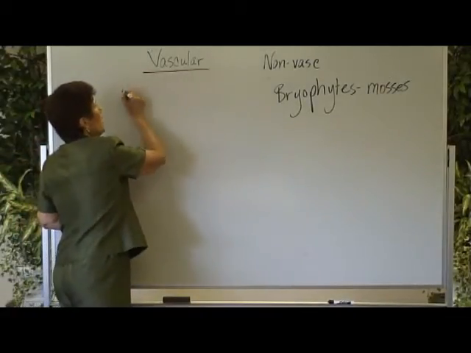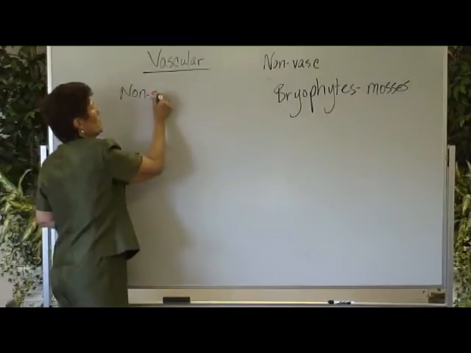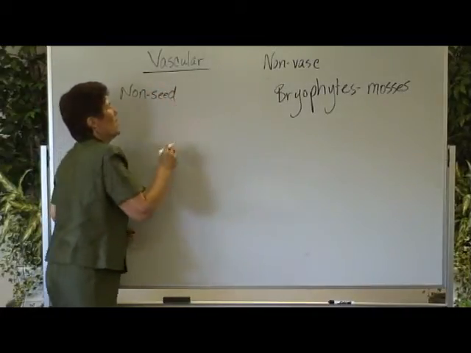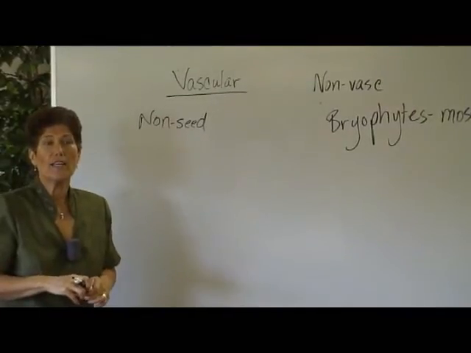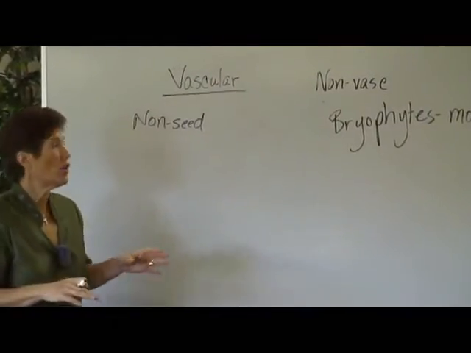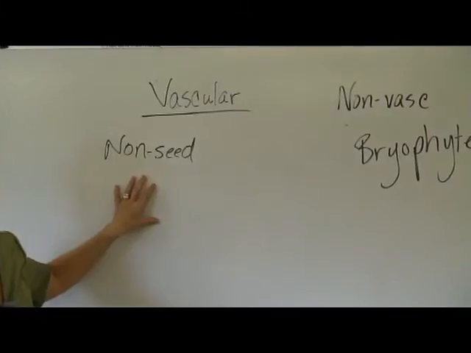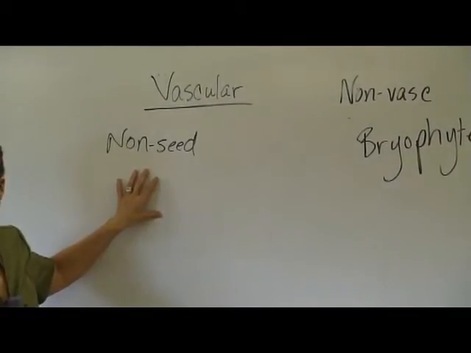There are non-seeded vascular plants, and there's two groupings that we saw here in the classifications. One makes spores. What did we call the spore producers? That was a vascular plant.